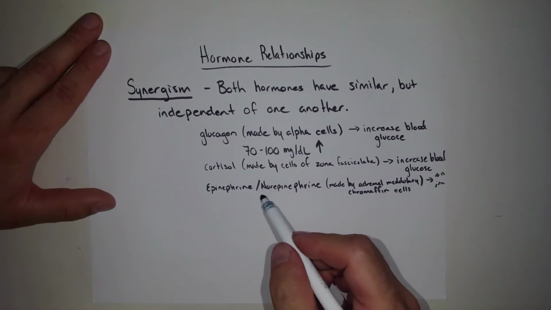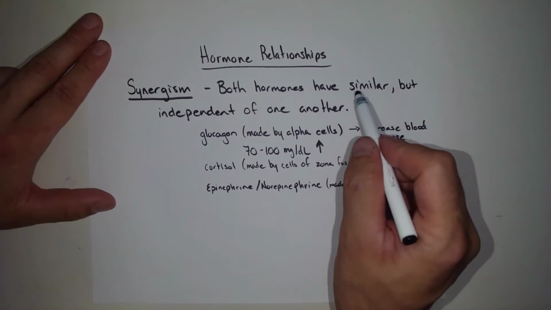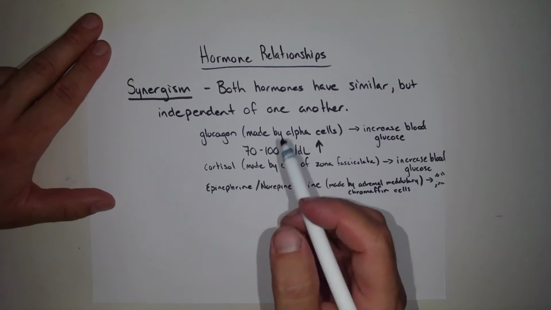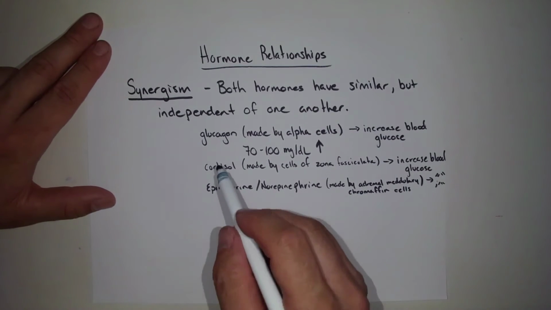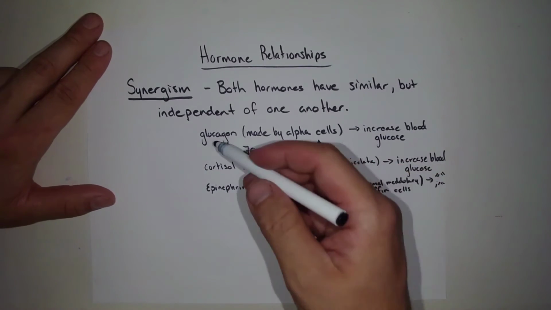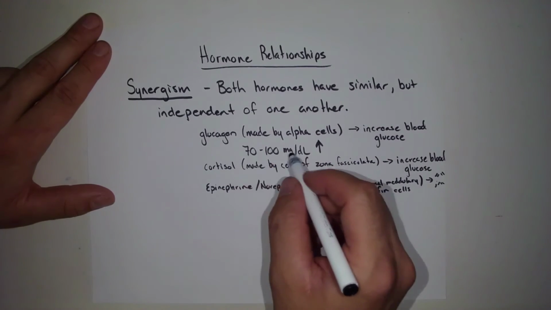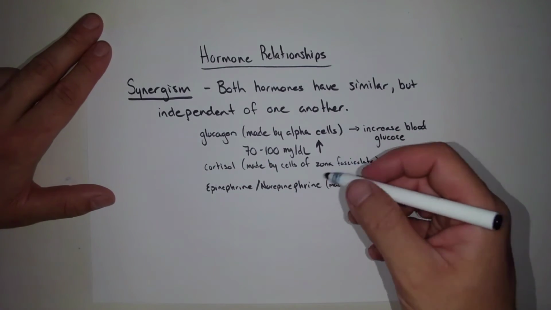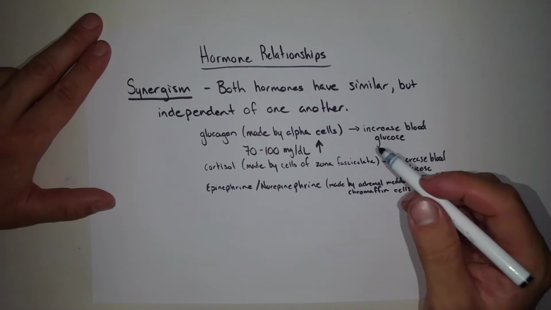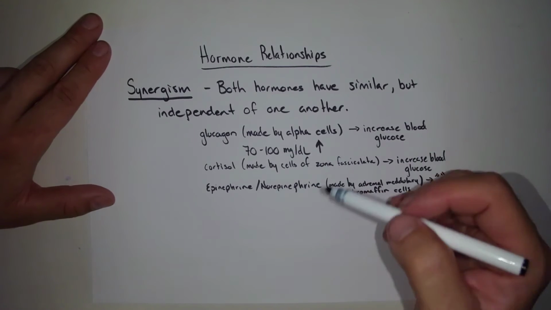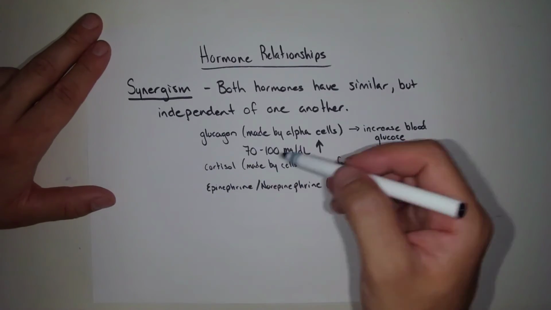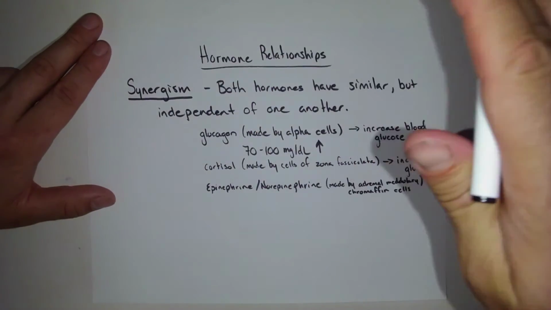Now, they're going to have an additive effect. They have the same effect, but these are independent of one another. So if you have glucagon released at the same time cortisol is released, at the same time epinephrine is released, at the same time norepinephrine, you're talking about blood glucose levels that are going to go 140, 160, 180, 210. Now, none of these would get us up to that level by themselves, but with the synergism of all these acting together, we get an additive effect.